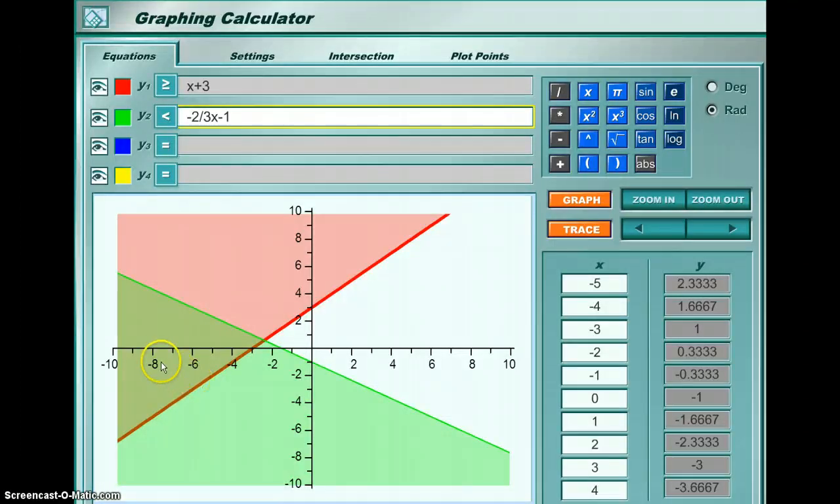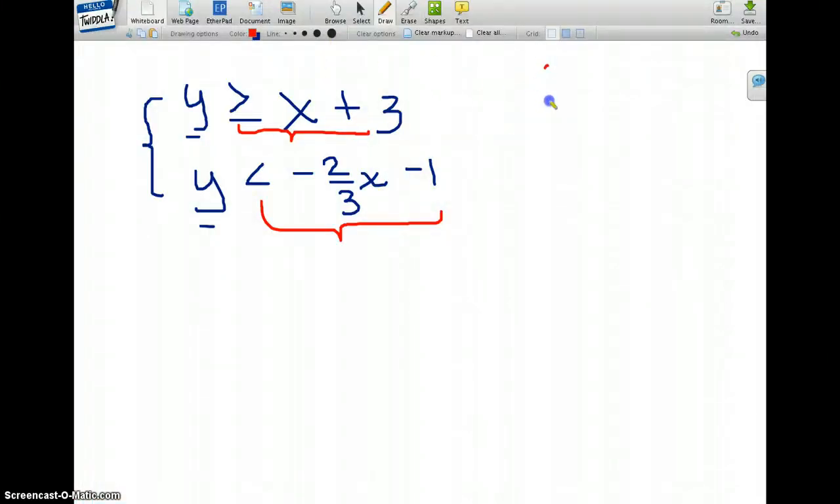Let me show you an example. For example, if I choose negative 8, 1, it will be somewhere right here. Look at my mouse and you're going to see where negative 8, 1 is. That means 8 to the left and 1 up. Negative 8, 1 is in this region. If I plug in negative 8, 1 in each of the linear inequalities, it will work.